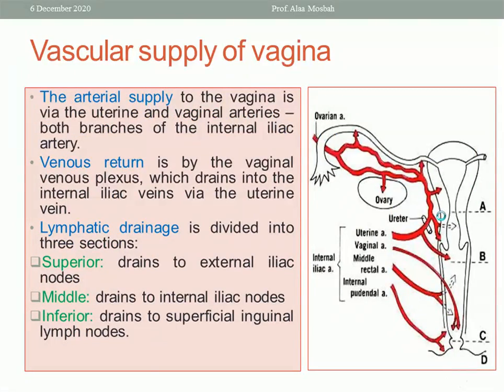The arterial supply to the vagina, as you see in the picture: the vaginal artery arising from the internal iliac, and the uterine artery also supplying the upper part of the vagina, arising from the internal iliac also, and the internal pudendal artery. What about the venous return? It follows the vaginal venous plexus, which drains into the internal iliac vein via the uterine vein. Lymphatic drainage is divided into three sections: superior, middle, and inferior. Superior drains to external iliac nodes, middle drains into internal iliac nodes, and inferior drains into superficial inguinal lymph nodes.